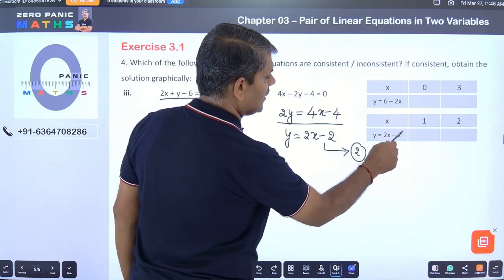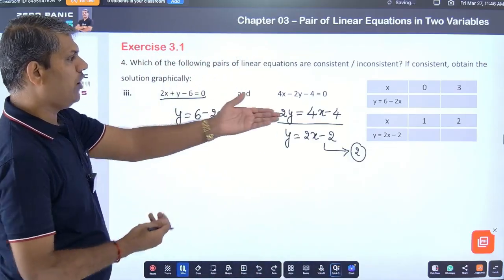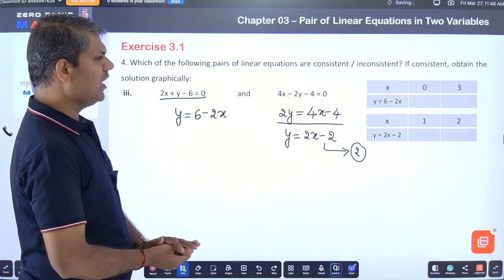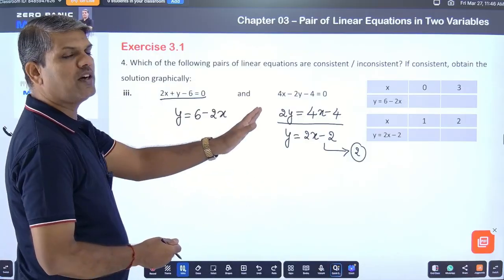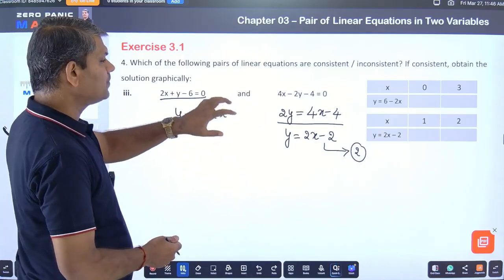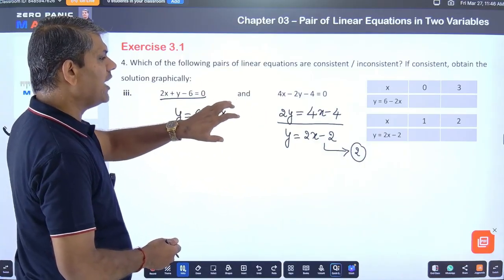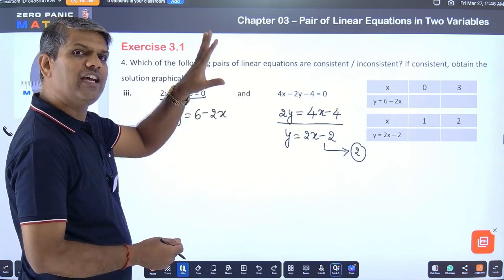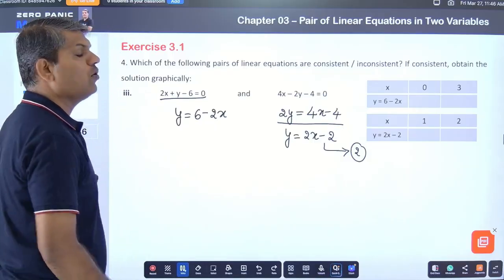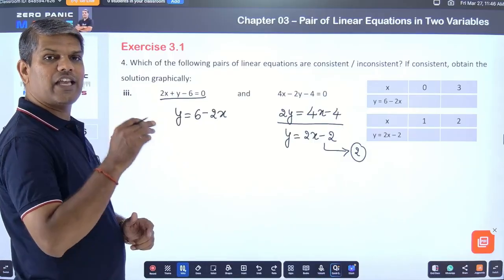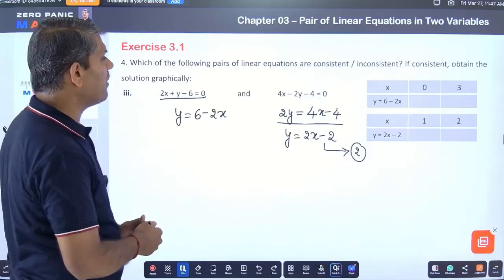Now why am I directly going for plotting the graph and identifying the tables only? Because we need to solve the two equations and identify that these equations are consistent and cross each other, as intersecting lines. Okay, what is the condition for intersection? Is a1 by a2 not equal to b1 by b2?